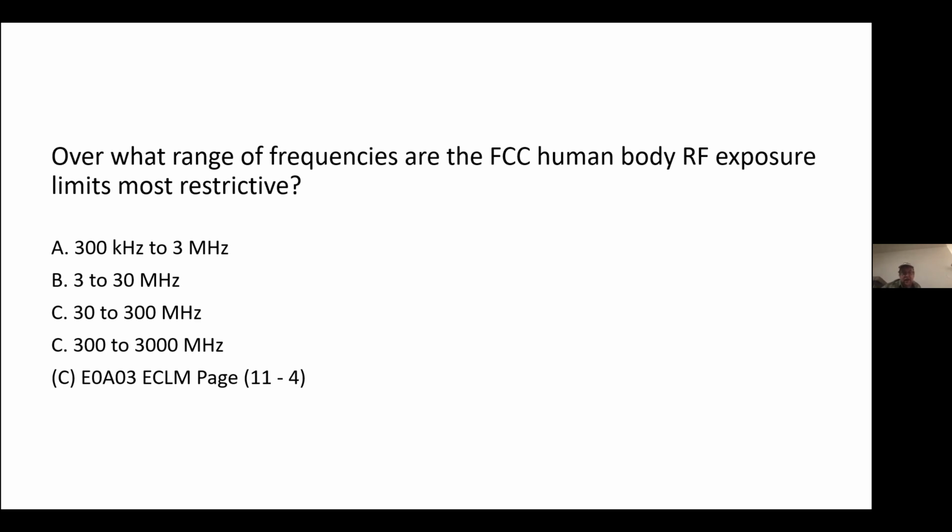Yeah. And the 10 meters on up through the VHF range is the most dangerous, and it's limited to 50 watts before you have to do your calculations. Cool. All right. Thank you, Daniel. I did not know that. Yeah, that was on page 11-4, and there's a good diagram there where the lowest is the 30 to 300 megahertz.